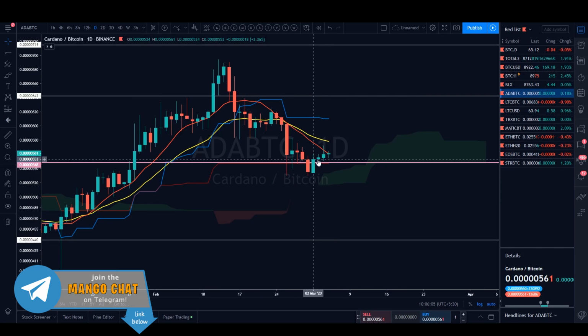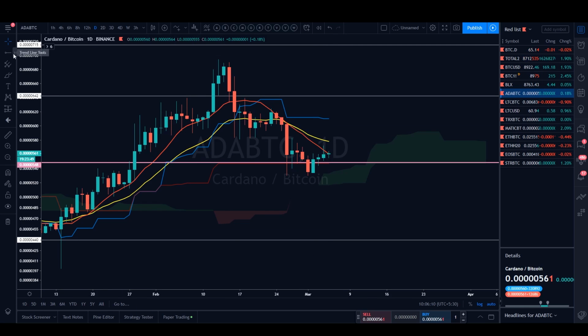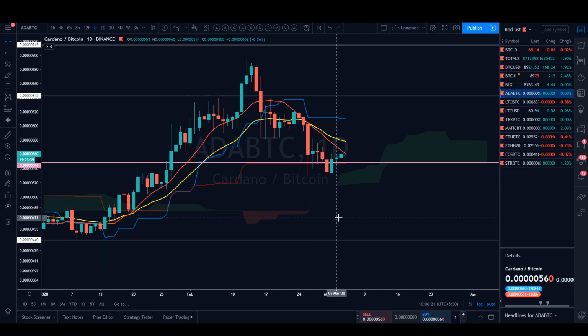I believe taking out that 10 SMA could very well propel ADA to a higher high. So that is definitely something to watch out for. In fact, if we actually do take back the 10 SMA, this would start looking more and more like a bear trap. So definitely something to watch out for.